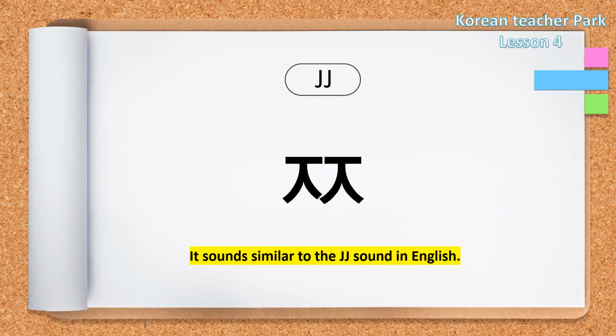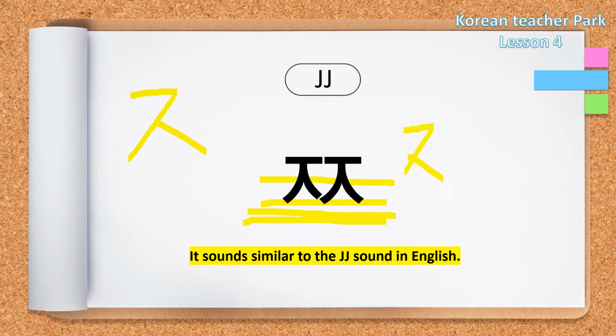It sounds similar to the double J sound in English. What does double J mean? We already studied this sound. It sounds like 즈, right? 즈 sound with more strength. Listen again. 쯔, 쯔, 쯔. More strength. Together, 쯔.